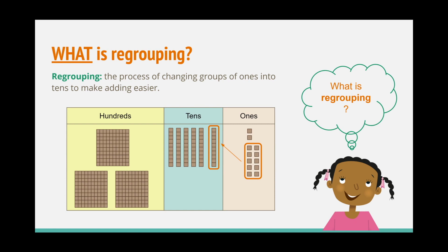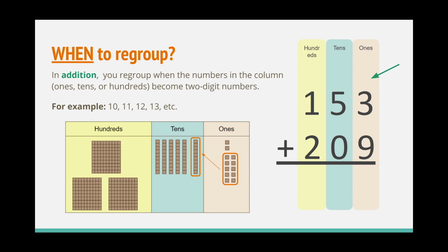So what is regrouping? Regrouping is the process of changing groups of ones into tens to make adding easier. In the picture, you see there's 10 ones circled in the ones column, and then we move that to the tens column because 10 ones is the same as 1 ten. When do we regroup? In addition, you regroup when the numbers in a column, that's the ones place, the tens place, or the hundreds place, become two-digit numbers. For example, the numbers 10, 11, 12, 13, numbers that have two digits.